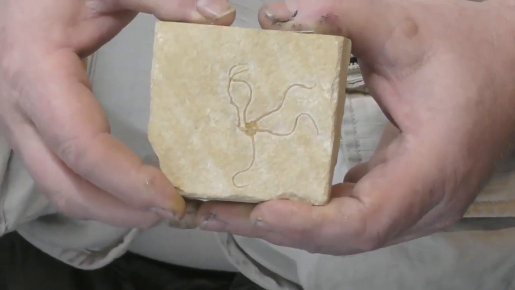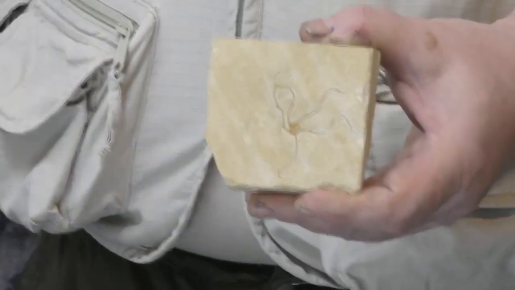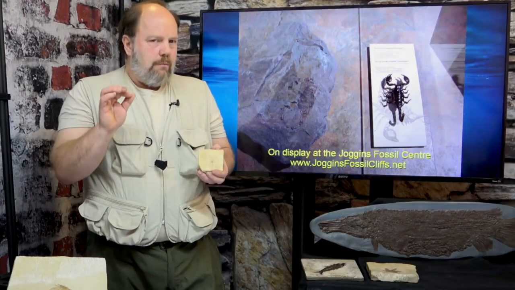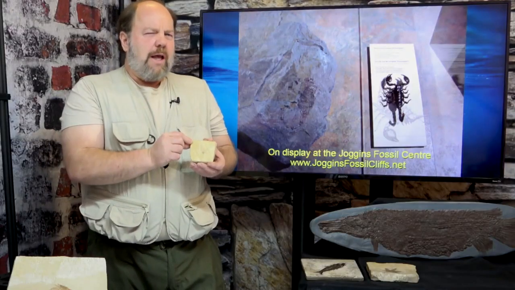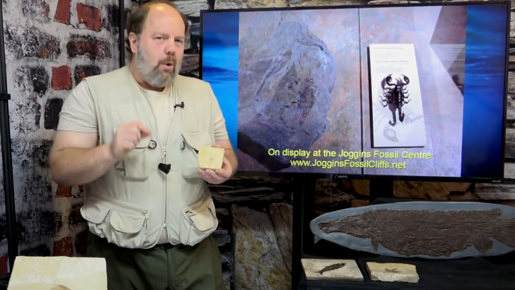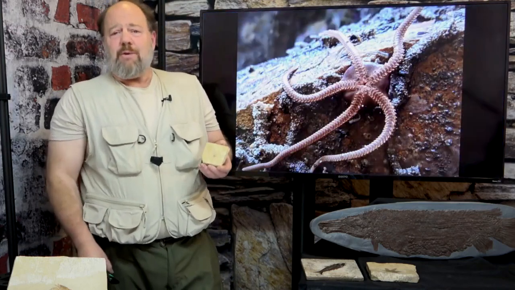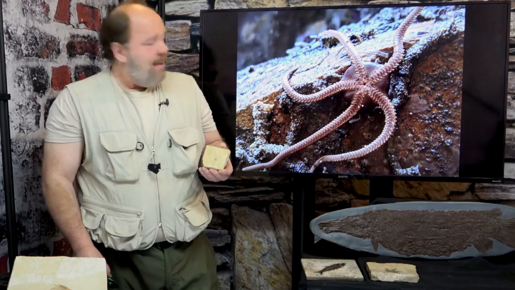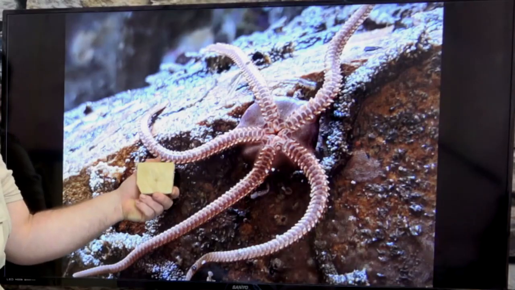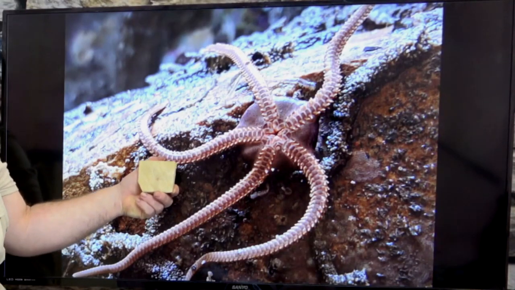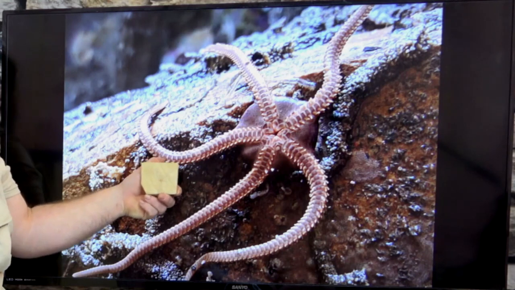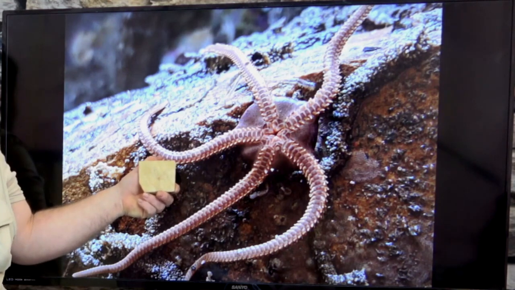This indicates just how quickly they were buried. They were buried alive. But this fossil is alleged to be 200 million years old. How do we know it's a brittle star? Because it looks just like the brittle stars of today. 200 million years of evolution has caused the brittle star to evolve into the brittle star. Nothing has changed.